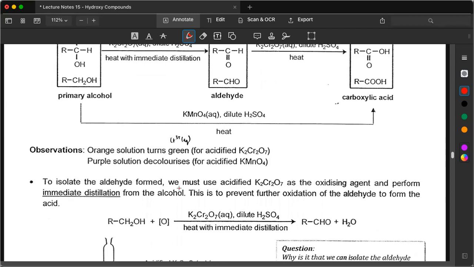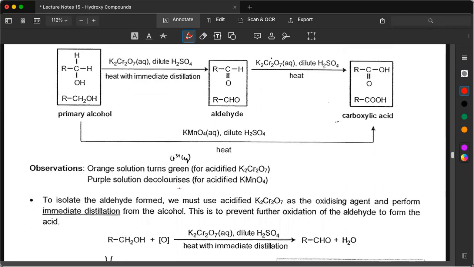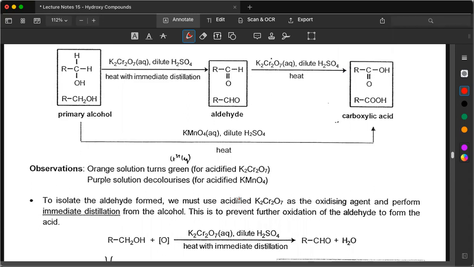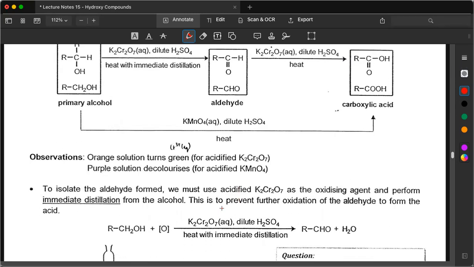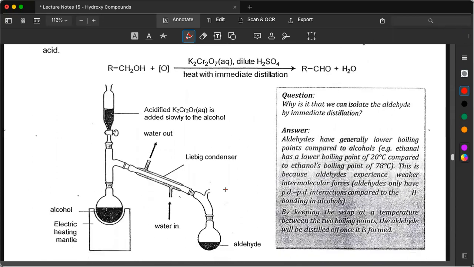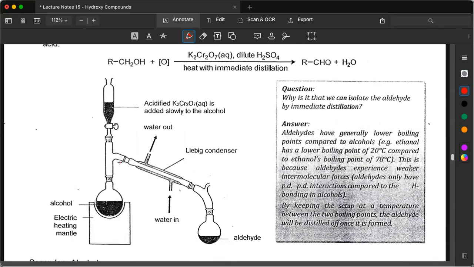So in order to isolate the aldehyde form, we must use acidified potassium dichromate as the oxidizing agent and perform immediate distillation from the alcohol, because we want to prevent further oxidation of the aldehyde to form the acid. So we must separate the aldehyde out quickly to prevent further oxidation of it. So there's a need for immediate distillation. So this is the setup that shows how we can actually produce the aldehyde.